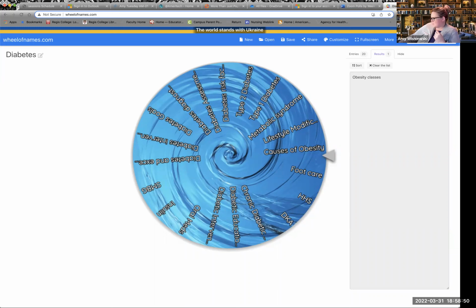DKA versus HHS. So what is DKA? It's for type 1 diabetes, right? Most common in type 1 diabetes. Type 2 can happen, but yes, more common in type 1. What happens? They have the fruity smelling breath. Okay.